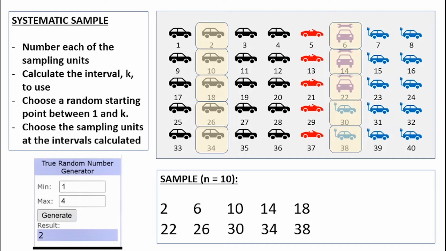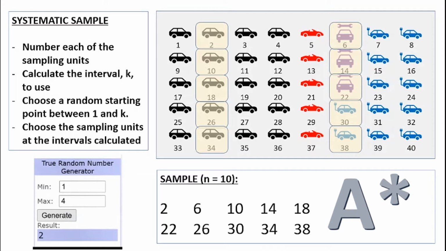Now there are some issues here, and if you notice, we haven't even got any red cars in our sample at all. So just by the way that they were arranged, we failed to collect any red cars in our sample, and our sample isn't particularly representative.